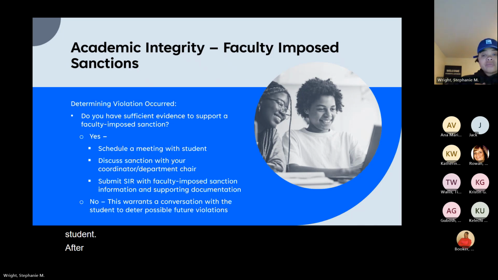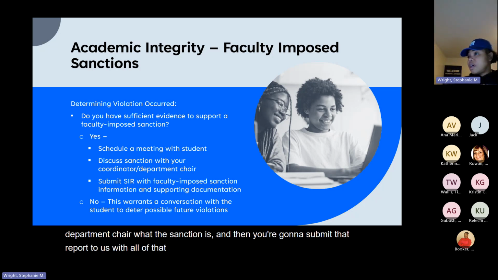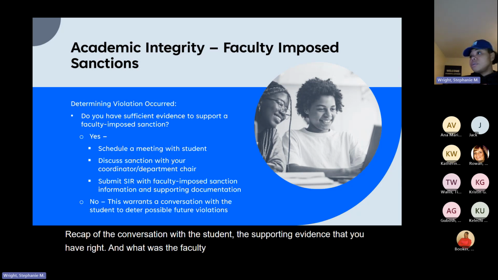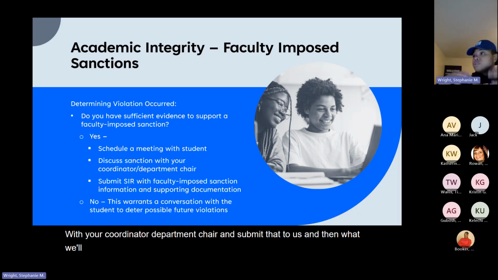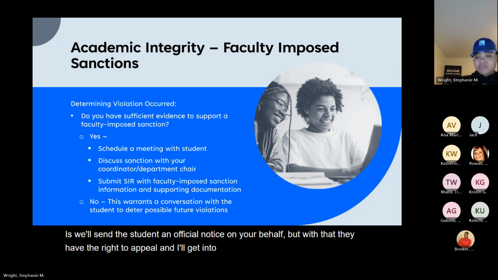After that, you're going to want to discuss with your coordinator or your department chair what the sanction is, and then you're going to submit that report to us with all of that information that you had: a recap of the conversation with the student, the supporting evidence that you have, and what was the faculty imposed sanction that was agreed upon with your coordinator or department chair. And then what we'll do is we'll send the student an official notice on your behalf. But with that, they have the right to appeal, and I'll get into that in a few.